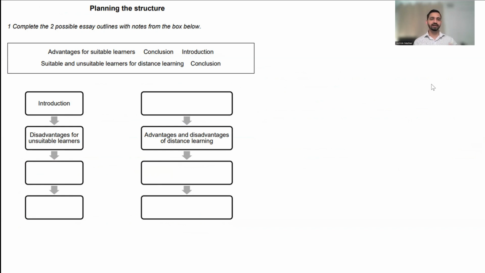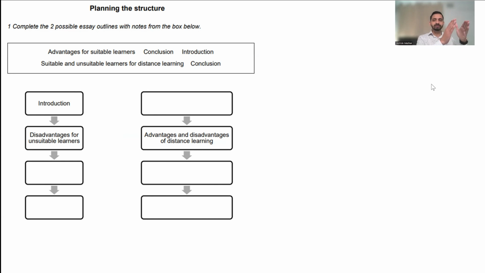In this activity, we're planning the structure. We will understand what the structures are. I'll give you two of them, right? So sometimes you can use a structure on the left, or on the right. What I want you to look at is basically to complete two possible essay outlines. I'm going to give you the essay outlines with notes from the box below.